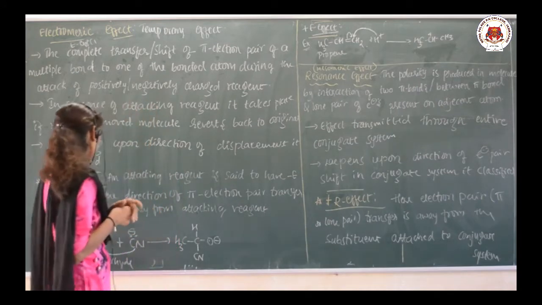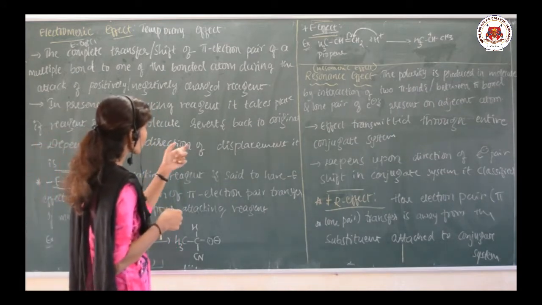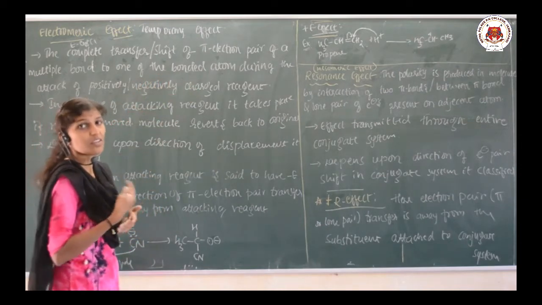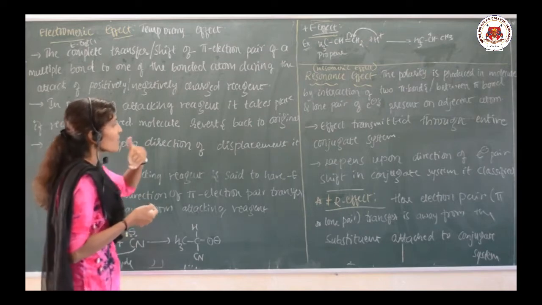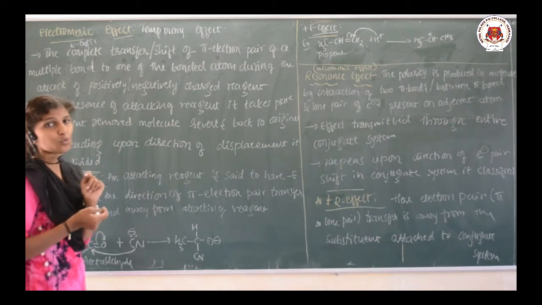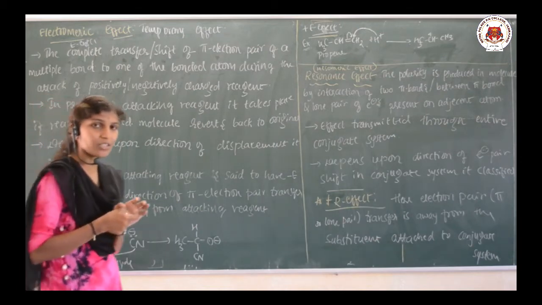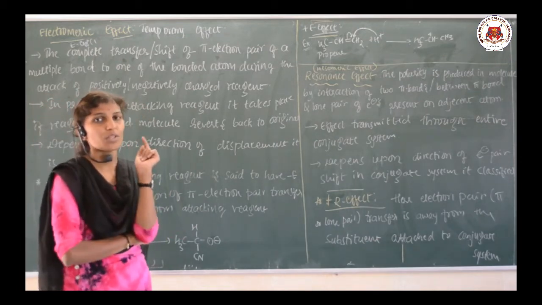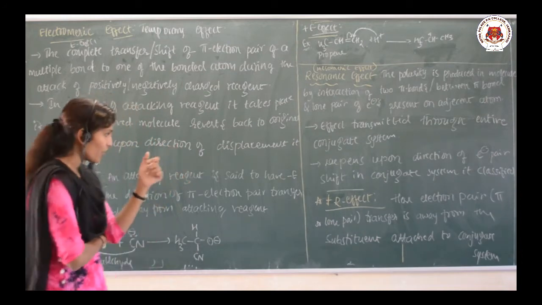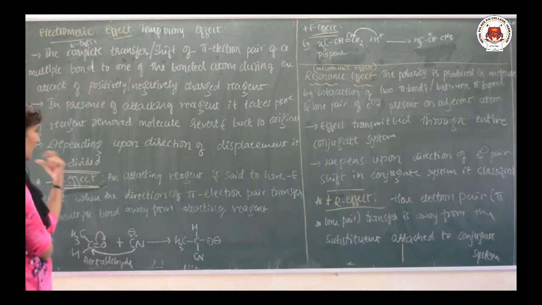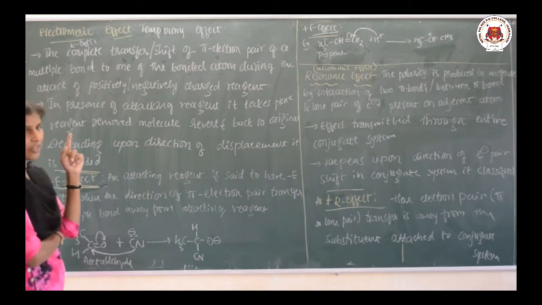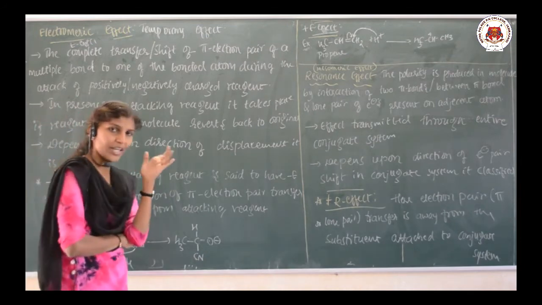The third point: depending upon the direction of the displacement of the pi electrons, because the pi electron pair is transferring, the electromeric effect is divided into two categories on the basis of the transfer of the pi electron pair. Clear? The first one is the minus E effect. What is the minus E effect? I said there must be an attacking reagent.